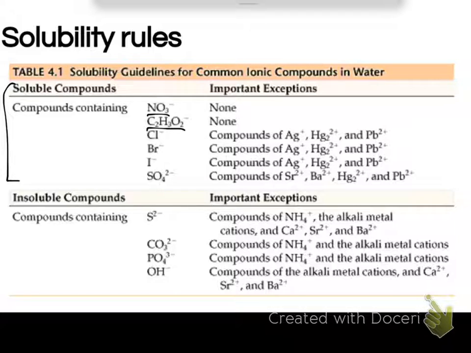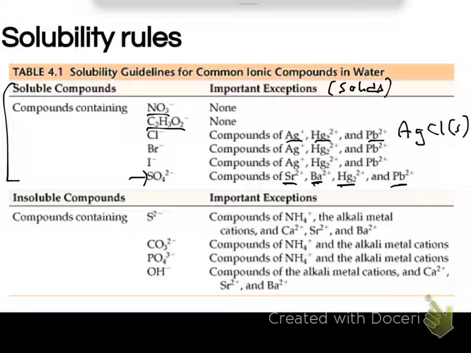Chloride is normally soluble, but if I happen to connect it to any of these three, so silver, mercury, and lead, then they precipitate. So these exceptions mean that they're solids. Okay, so if I take Ag and Cl, it would form a solid. It would precipitate. Similarly, if I took bromine and silver, or bromine and mercury, all of those will precipitate. Sulfates are usually insoluble except when they're paired with strontium, barium, mercury, and lead.